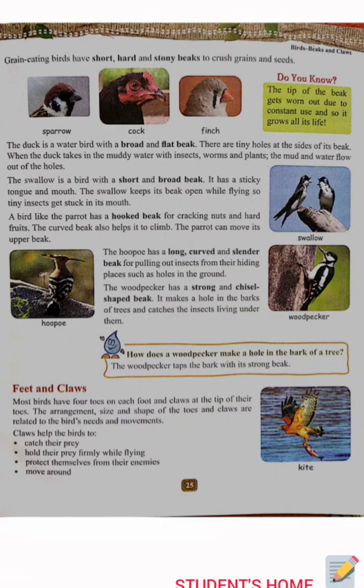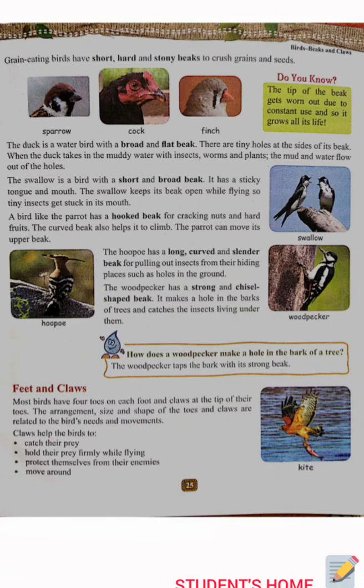Now the next topic, as you can see class, it is feet and claws. Most birds have 4 toes on each foot and claws at the tip of their toes. The arrangement, size and shape of the toes and claws are related to the bird's needs and movements. Claws help the birds to catch their prey, hold their prey firmly while flying, protect themselves from their enemies and move around. So class, claws are useful to the birds in 4 ways.